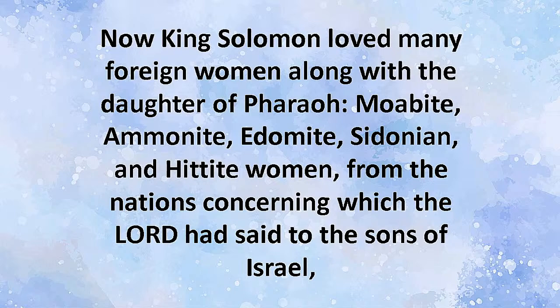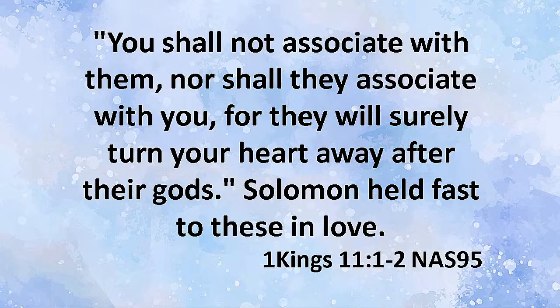Now King Solomon loved many foreign women, along with the daughter of Pharaoh, Moabite, Ammonite, Edomite, Sidonian, and Hittite women from the nations concerning which the Lord has said to the sons of Israel, you shall not associate with them, nor shall they associate with you, for they will surely turn your heart away after their gods. Solomon held fast to these in love.